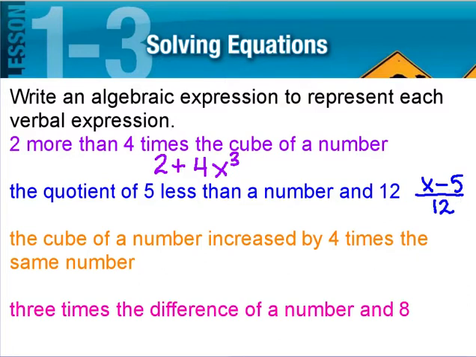The cube of a number. What's the cube of a number? X cubed. Increased by 4 times the same number. So what does increased by, first of all, mean? Plus 4 times the same number. 4x. Good. And then 3 times the difference of a number and 8.